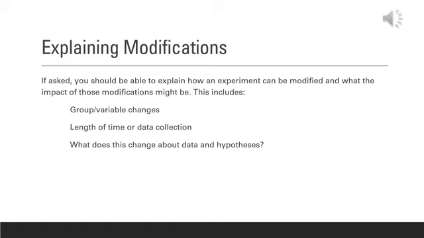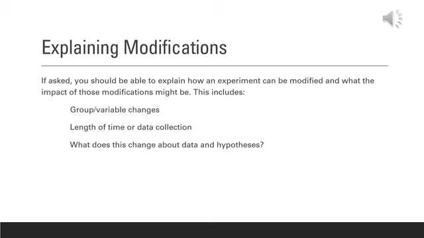The last thing you should be able to do, and this is important because it's likely going to be asked in multiple ways on multiple free response questions, is how can an experiment be modified and what is the impact of those modifications on data? So you should be able to explore group or variable changes, changes in the length of time or data collection, and then be able to identify how that change can address your data and your hypothesis.